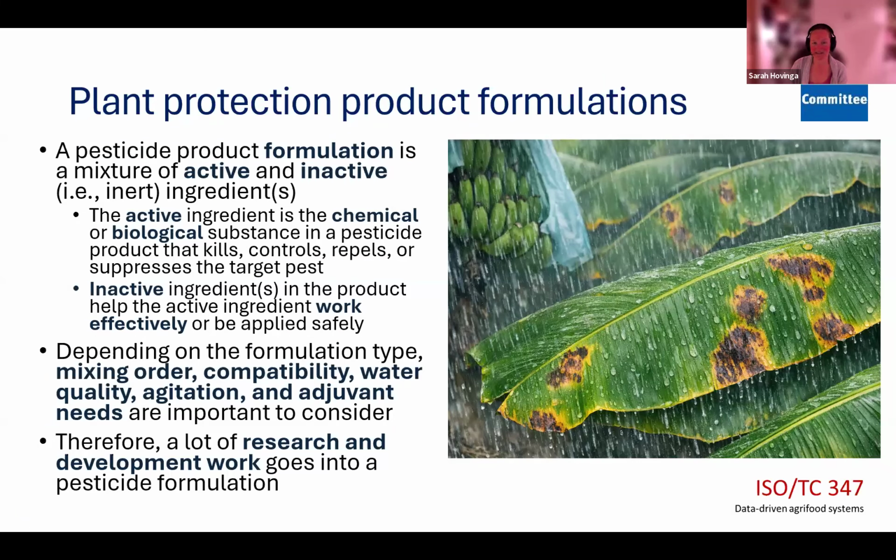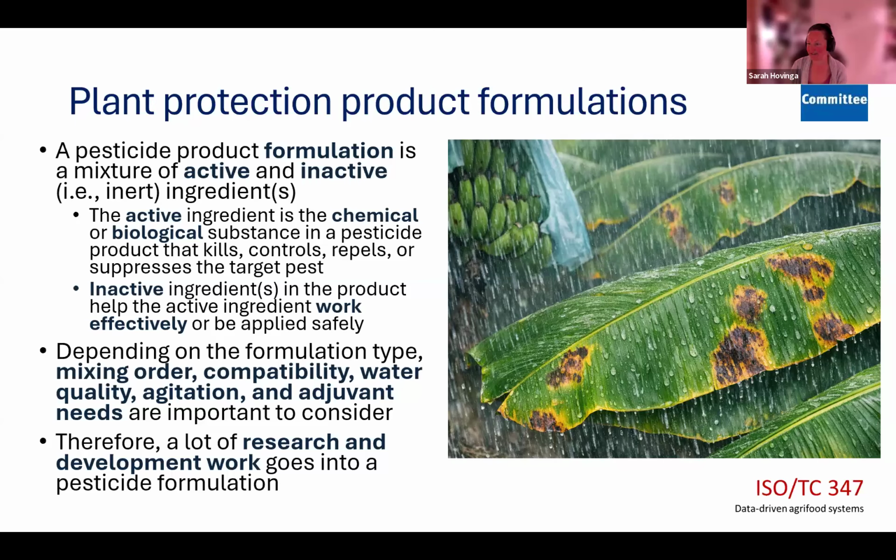Lastly, before I pass it over to Graham, we talked about mode of action, but also formulations are something that's really important when it comes to pesticide products. And so, what is a formulation? A formulation is a mixture of active and inactive, or you may have seen inert ingredients. The active ingredient is really the chemical or the biological substance in that pesticide that is acting on it. So it's the one that's actually causing the mortality, controlling, repelling, or suppressing that target pest.